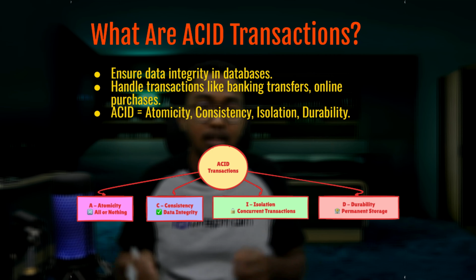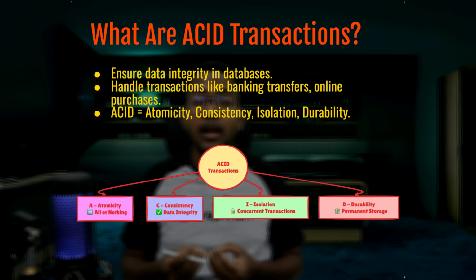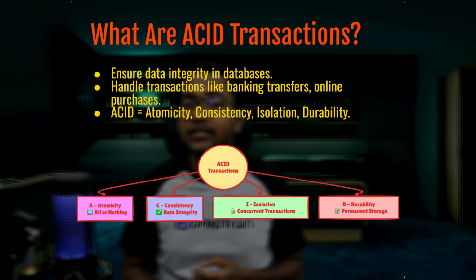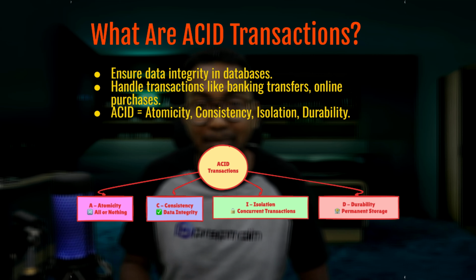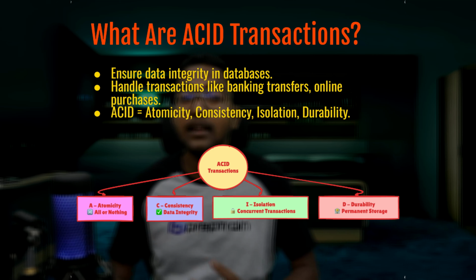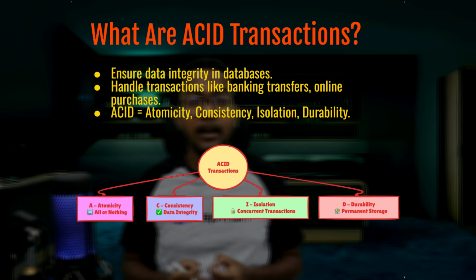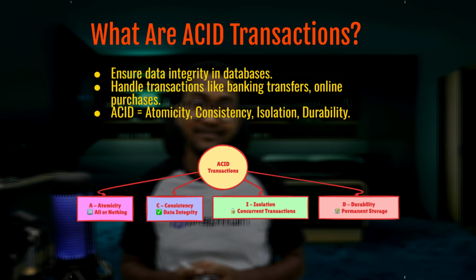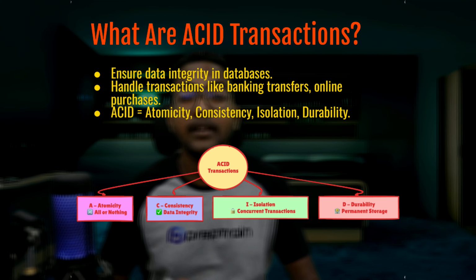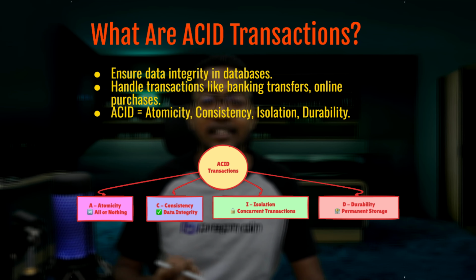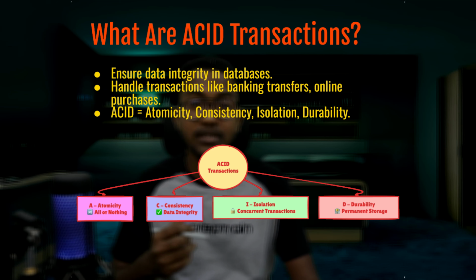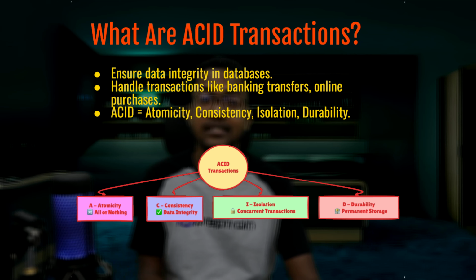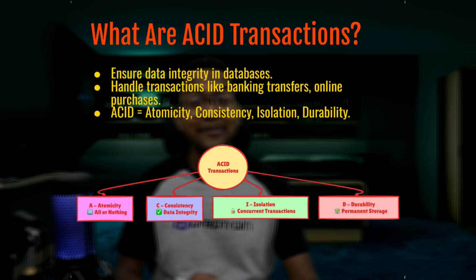Databases use ACID transactions to handle operations like bank transfers, online purchases, or even something as simple as posting updates on social media. Without these principles, we would be dealing with a lot of messy, unreliable data, and this is exactly what we don't want when it comes to handling sensitive information. By the end of this video, you will have a clear understanding of how each of these ACID principles works together to protect your data, and you will see why they are so crucial for backend engineers and how mastering them can help you build more reliable systems.